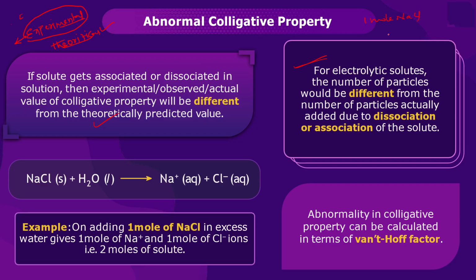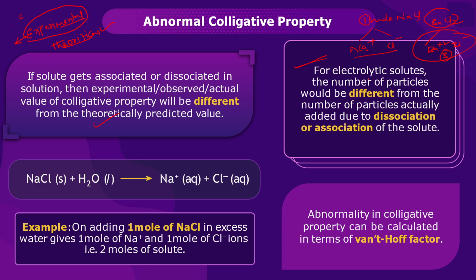When we added 1 mole NaCl into water, it will become Na+ and Cl-. You added 1 mole only, but it produced 2 moles. Let's say we are adding BaCl2. You added 1 mole only of BaCl2, but it will be dissociated as Ba2+ and 2Cl-. So then it will be how many moles? Total 3 moles is there.